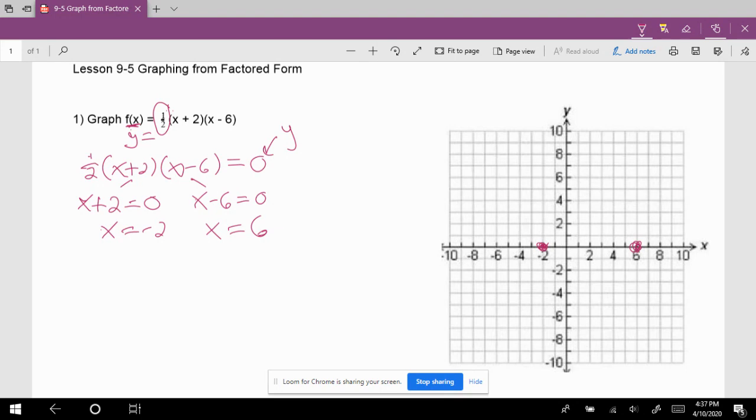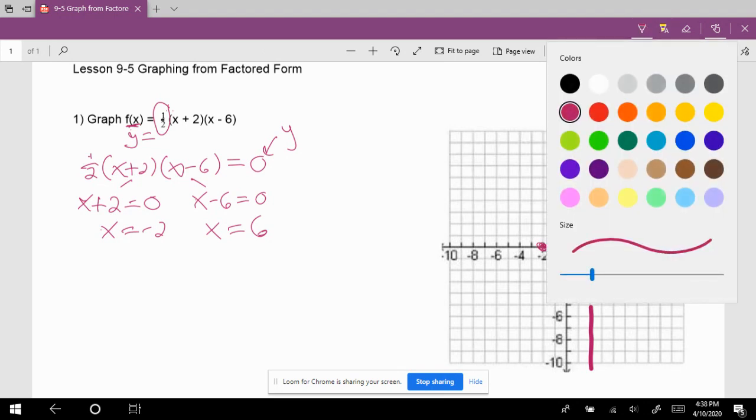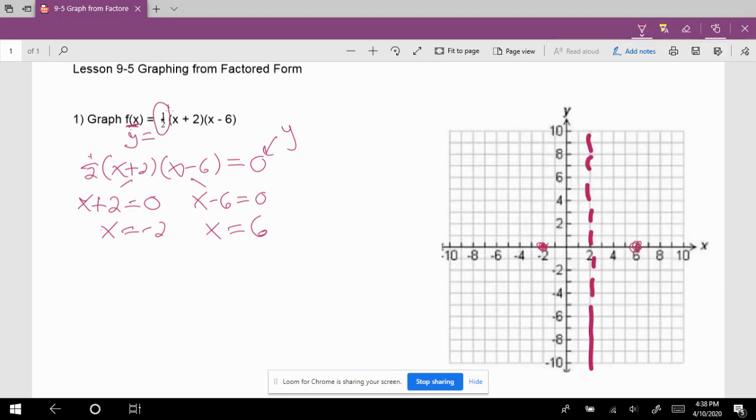If you count spaces from -2 to +6, you have 1, 2, 3, 4, 5, 6, 7, 8 places. So halfway in between there would be 4 from each direction. 4 to the right of -2 gives you +2, and 4 to the left of 6 also gives you +2. So that tells you that your axis of symmetry is going to end up right here at x equals 2. That is going to help us determine where our vertex is.